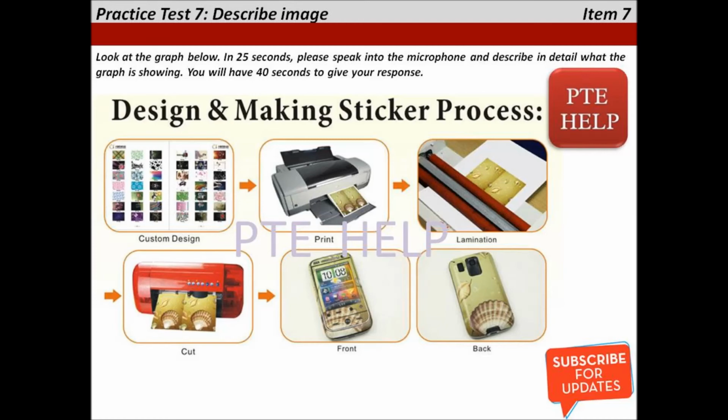process. Afterwards, the laminated paper is shaped as per the design and structure of the mobile phone to match the requirements. At the end, the user can have his phone stickered on the back side and the front side.